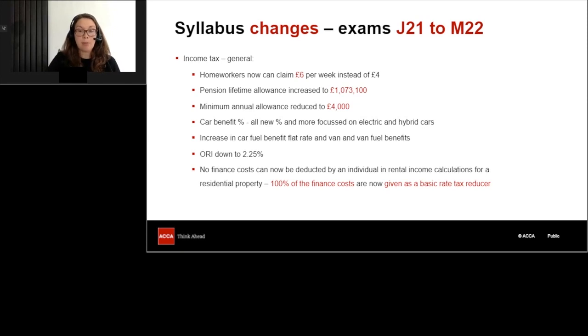Now, if you're looking at a property income question for an individual and the landlord has suffered some finance costs in connection with a residential property, then now none of the finance costs can be deducted by an individual in their rental income calculations for that residential property. 100% of the finance costs are now given as a basic rate tax reducer, so we deduct it from the bottom of the income tax computation. But do watch out because this is not the case for a company and it's not the case for an individual who's renting out a commercial property.